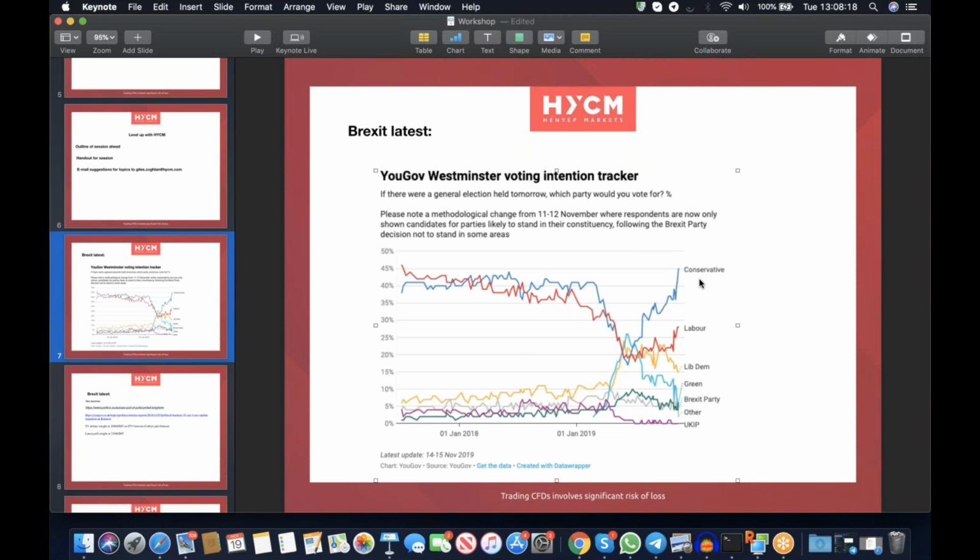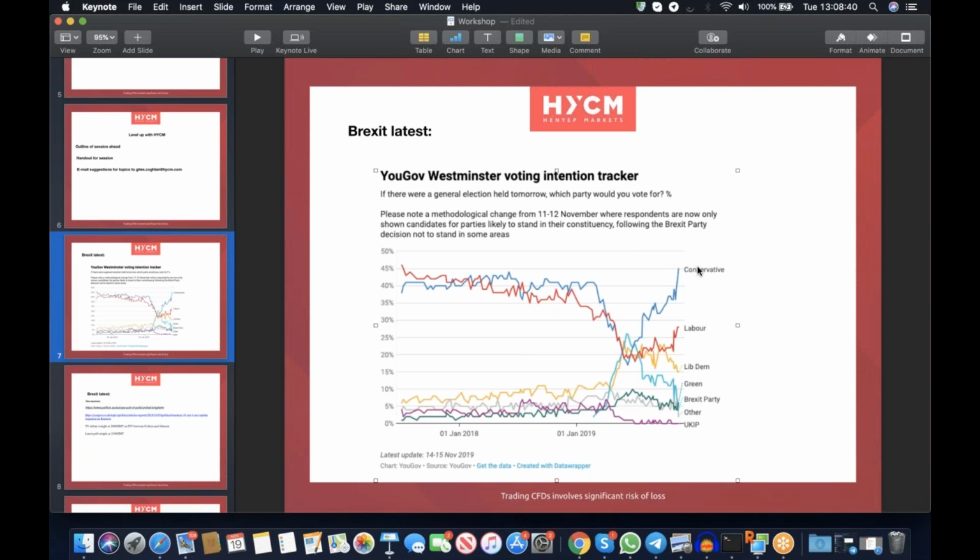That is why, at the start of the week, there was a series of 3 polls, and those 3 polls all showed a Conservative lead over a Labour government in second place. So that's why we've been seeing some bids in the pound.